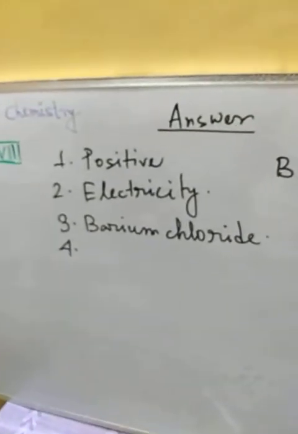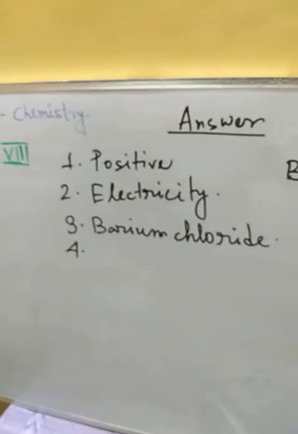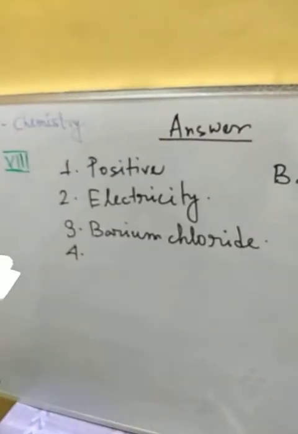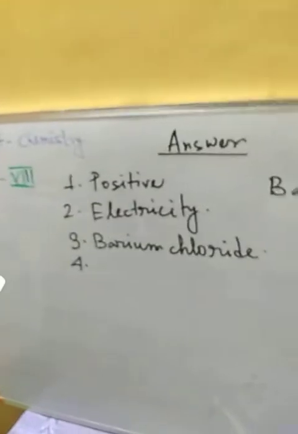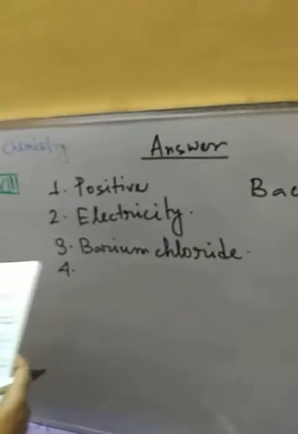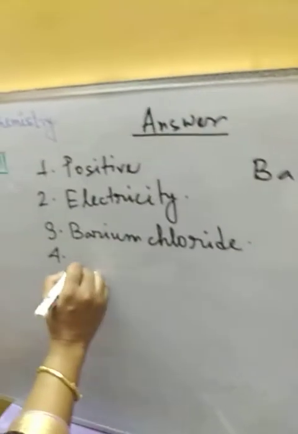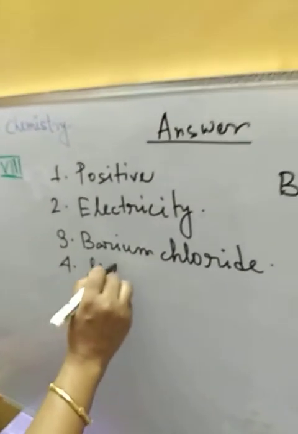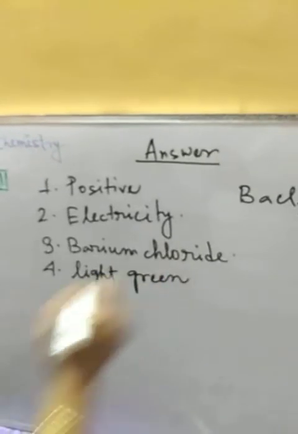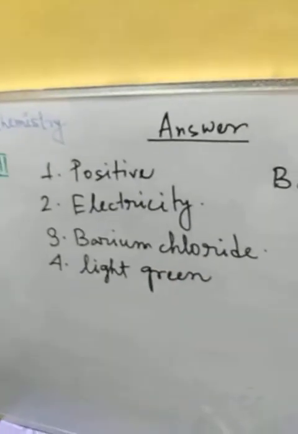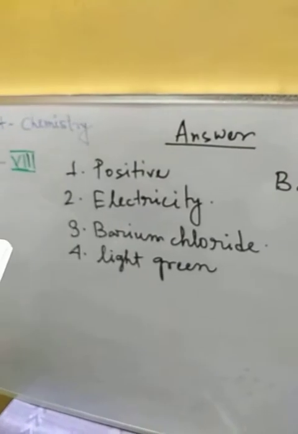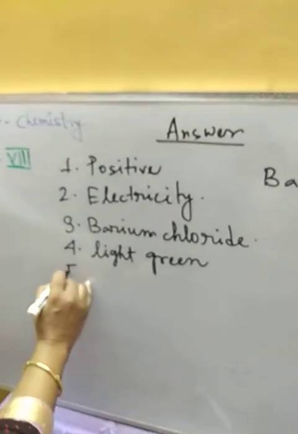Next, when a few pieces of iron are dropped into a blue colored copper sulfate solution, the blue color of the solution fades and turns into dash color. So this will be light green. This question I have asked in the live class also. So this will turn light green in color.